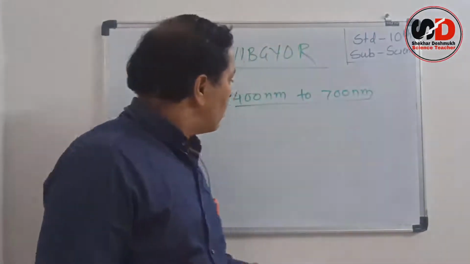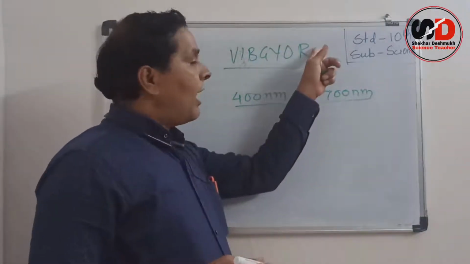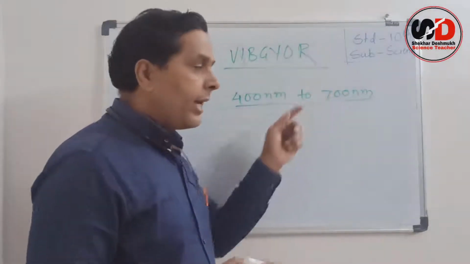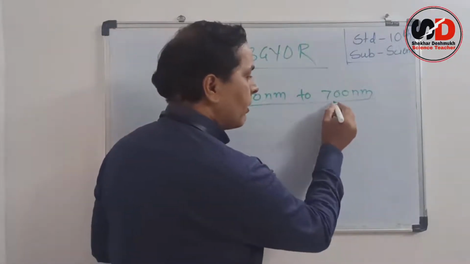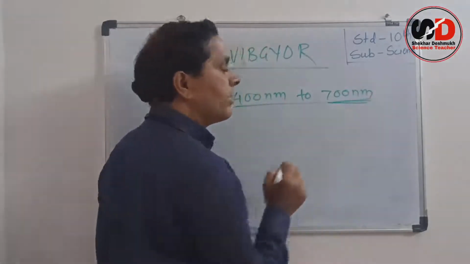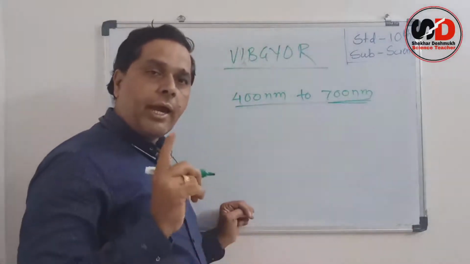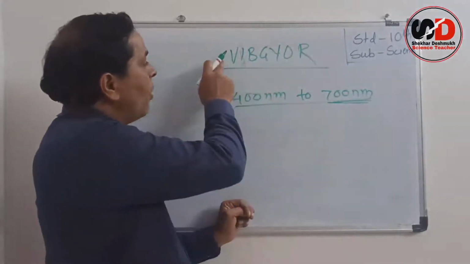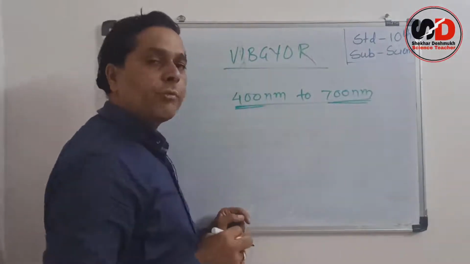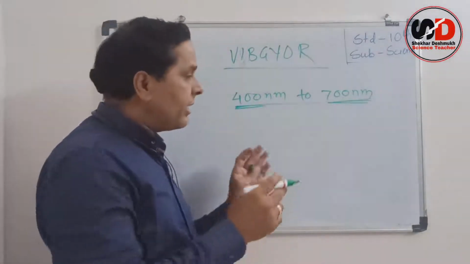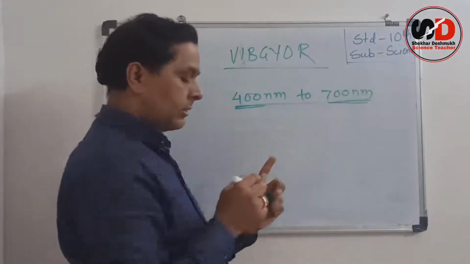So the red light has the maximum wavelength, that is 700 nanometer. And the violet light has the minimum wavelength, that is near about 400 nanometer, and therefore we can see all these colors.